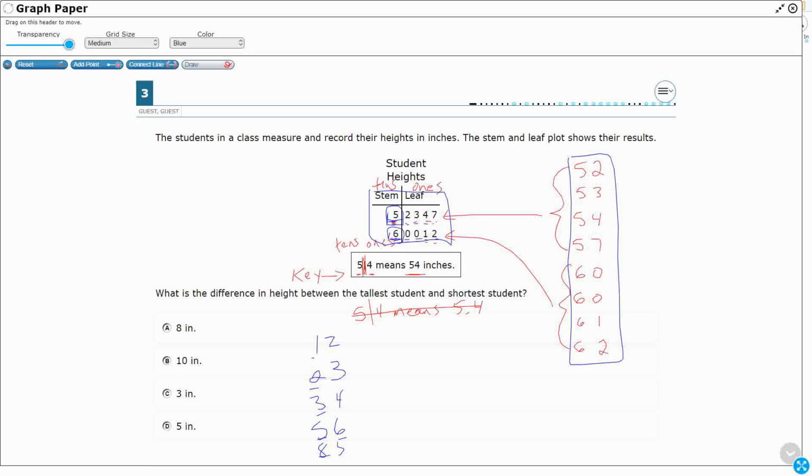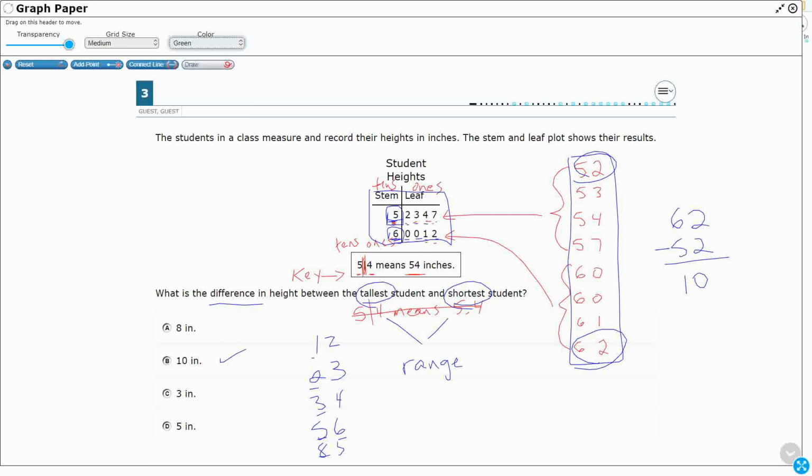Now, I'm looking for the difference in height between the tallest and the shortest. Now, hopefully we saw that and we're thinking, you know what that is? That's actually the range. So that's a vocabulary term that we work on. That's the spread of the data. So the tallest and the shortest, and then find the difference between those two. So now it's pretty easy to pull these two out, right? So I've got 62 and I've got 52. So if we just take these two, 62 and 52, right, that's going to be 10. So obviously we've got that answer right there.